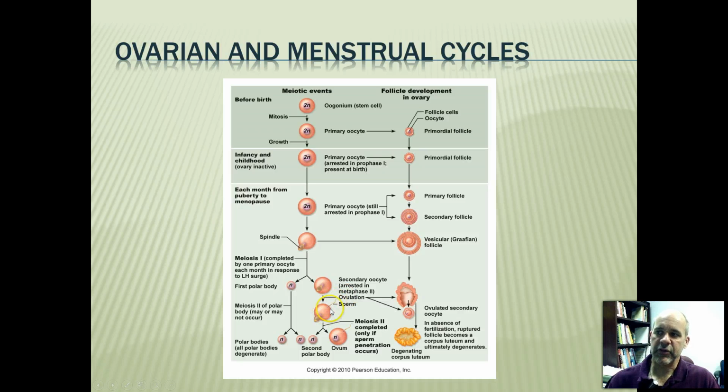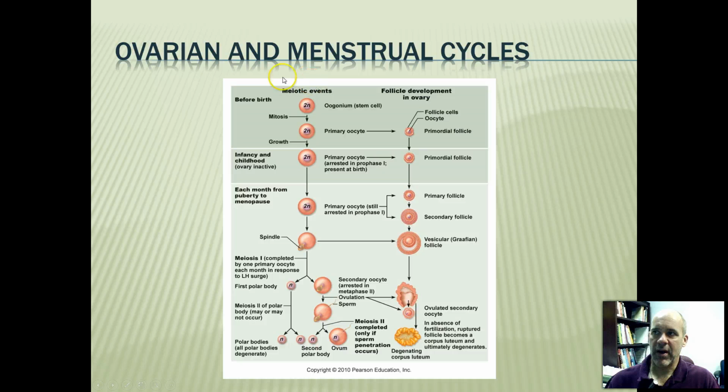If it gets lucky and a sperm cell penetrates it, then it completes meiosis 2 and becomes an ovum. Again, that's after the sperm cell has penetrated it. And then very quickly, the chromosomes from the ovum and the chromosomes from the head of the sperm cell are going to merge together and create a single-celled zygote.